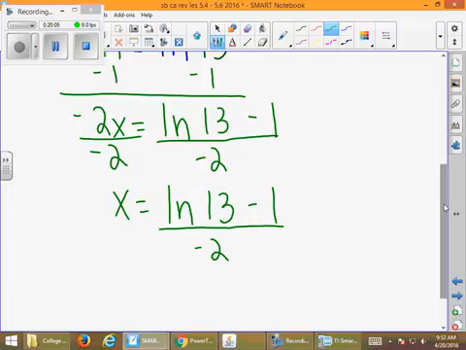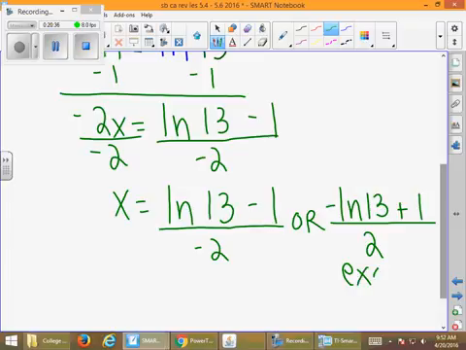On the answer sheet, I probably did not write an answer with the negative in the denominator. But what happens is we can make the negative 2 positive if we change the natural log of 13 to negative, and we change the 1 to positive. And I might have even written 1 minus natural log of 13 over 2. But this is the exact answer. If we want it in the decimal format, all we have to do is type it in. Wait, what was the exact answer? Either one of those. So that's the exact.